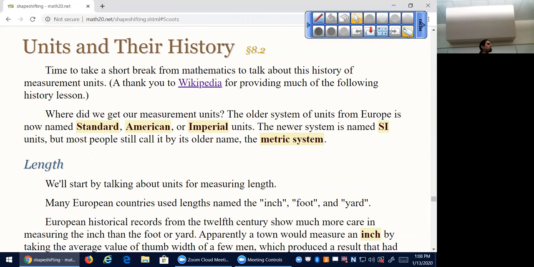There are 2 different measurement systems that we'll use in Math 20. One of them is called Standard, American, or Imperial. You'll see all 3 on the internet. I'm just going to call it Standard because that's the one that Math Division uses. The other one should be called SI units, System International, but everyone in America calls it the metric system because we like being rude to other countries. So, we'll talk about both of them.